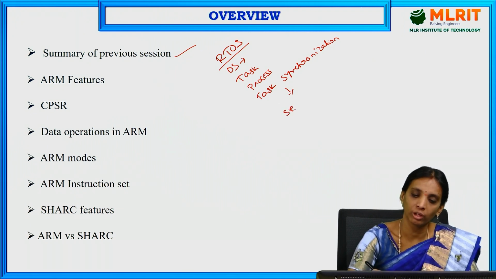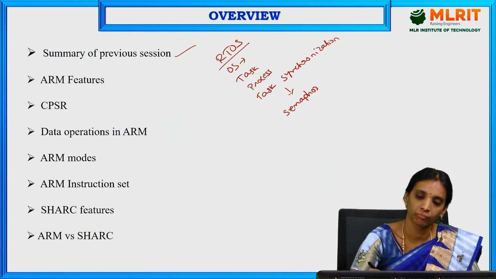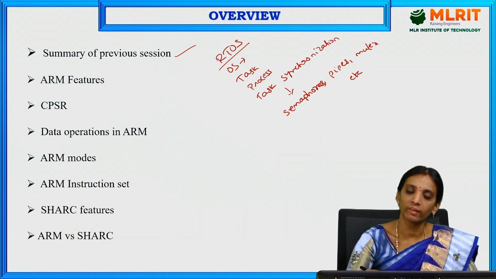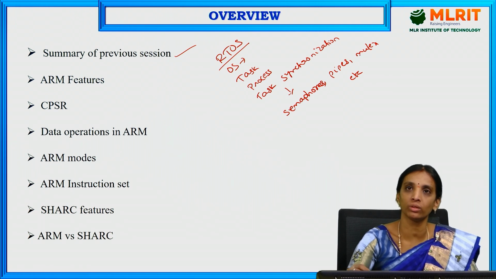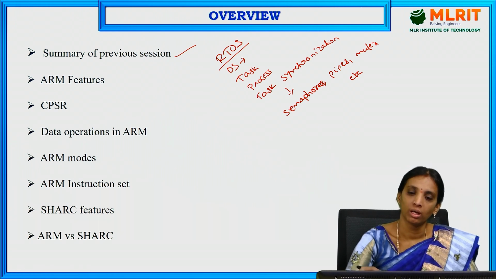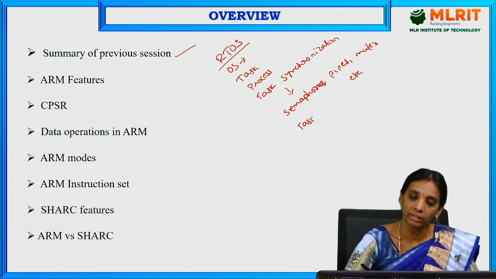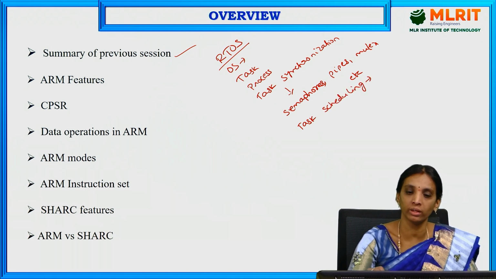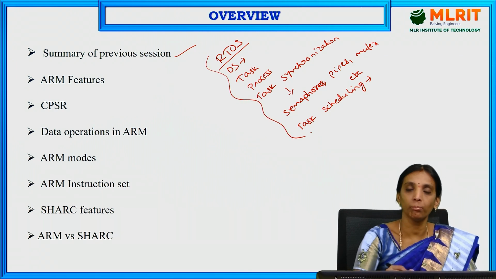Like semaphores, pipes, mutex, and what is meant by deadlock, and how can we achieve task synchronization using these methods, and task scheduling. What are the different algorithms available in task scheduling? So these are all discussed in the fourth unit.